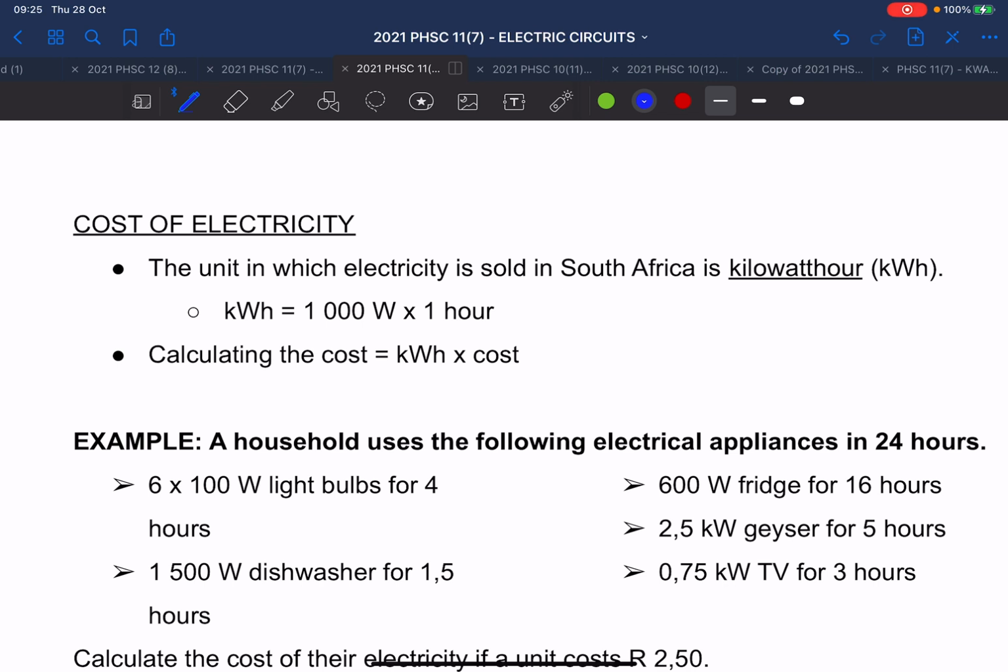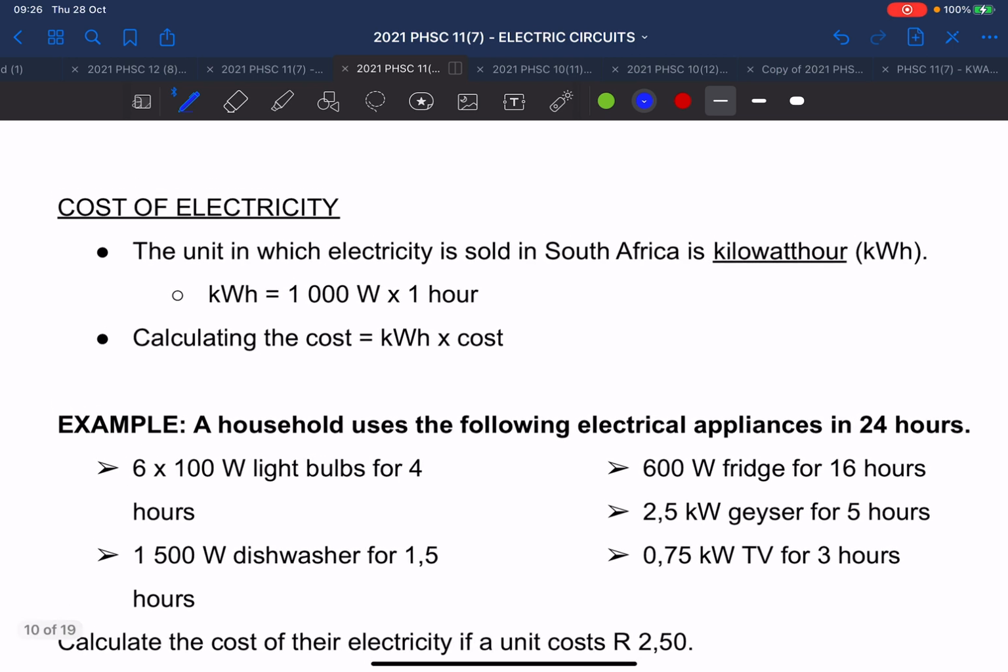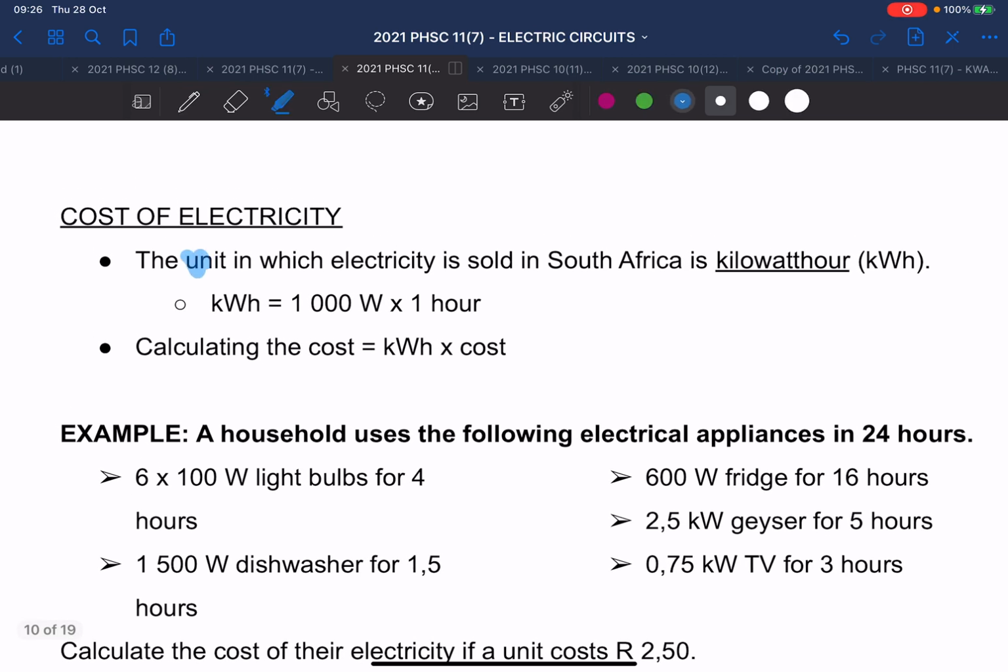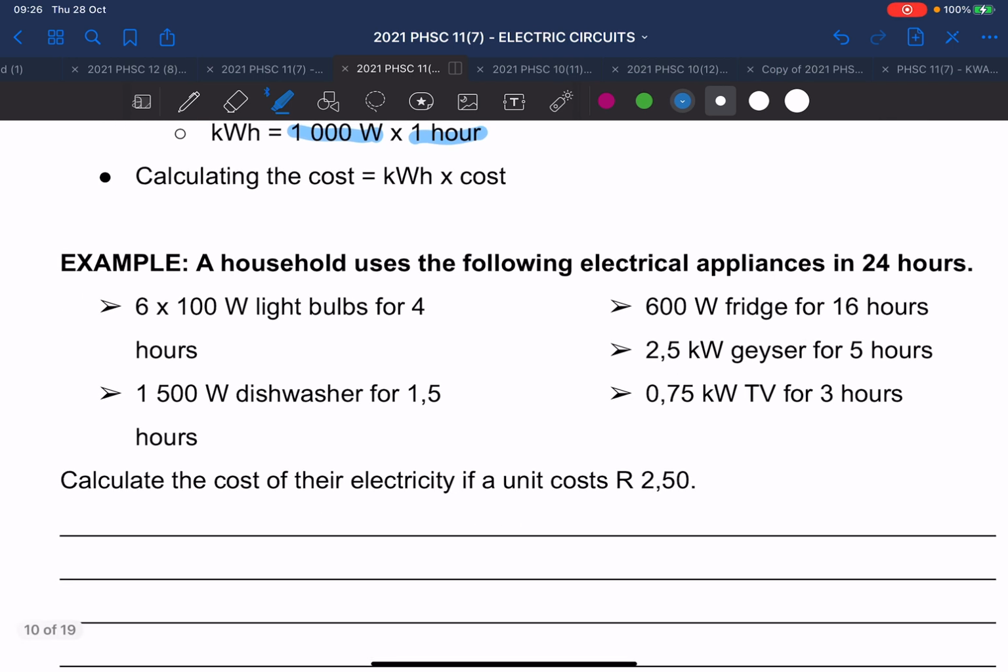Right. Okay, so this is what we are looking at here. We are looking at what is the cost of electricity in a house. How do you calculate the cost of electricity? Now it says there, a unit for electricity in South Africa is kilowatt an hour. That is 1 unit. So if you go by units, you actually buy kilowatt an hour. Okay, so what is that? It's 1,000 watts for 1 hour. Okay. And then if you must calculate the cost, you're going to just say, okay, what is the cost of 1 unit times that unit? Okay, now let's look at how does that work.